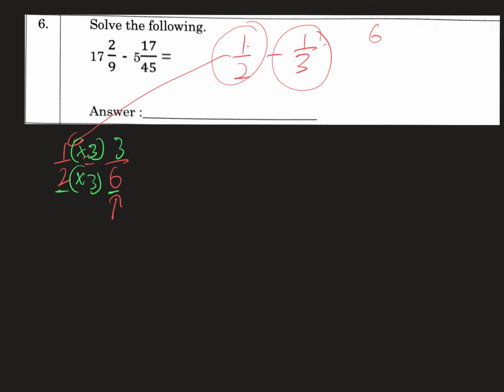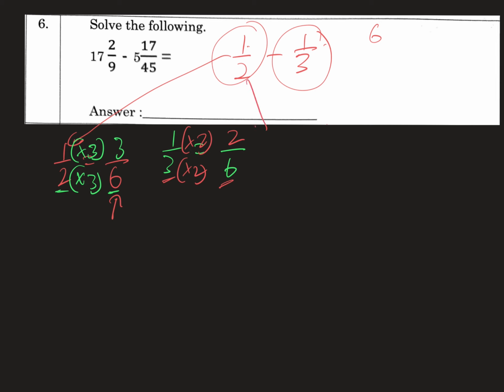Okay, now for a third, 1 over 3 is equal to something over 6. And we say 3 multiplied by what will give us 6? 3 by 1 is 3. 3 by 2 is 6. So multiply the bottom by 2, multiply the top by 2, we get 2 over 6.